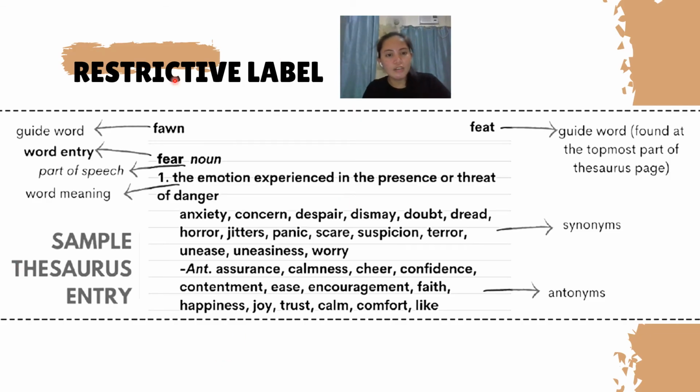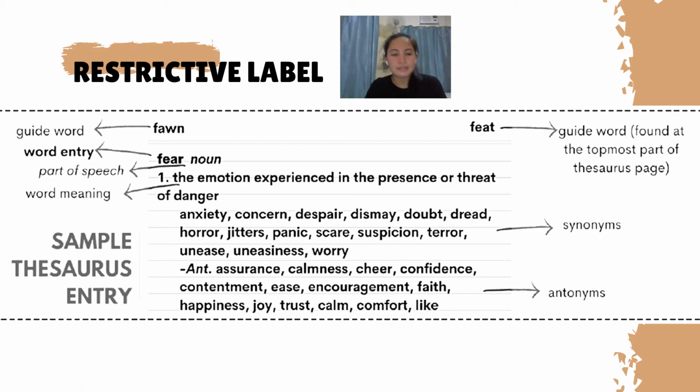So, in this example, sorry for this restrictive label, ha? I'm sorry. So, disregard this one. Okay, so this is a sample thesaurus entry. Kamukha rin siya ng dictionary entry, right? But then, what's different is this one. So, around here, they provided words that are synonyms or synonymous to the word fear. And then ANT from here means that these are the words that are the antonyms of the given entry word fear. For example, fear is synonymous with the words anxiety, concern, despair, dismay, doubt, dread, horror, jitters, panic, and so forth. And it is opposite to the words down there. So, fear is a word that is opposite to the words assurance, calmness, cheer, confidence, contentment, encouragement, and so forth.